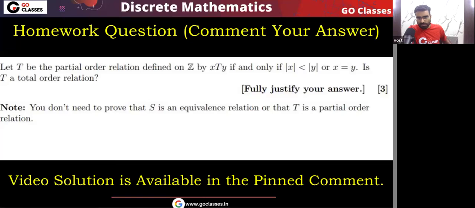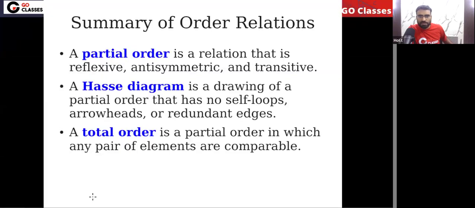Very simple. So that's your chapter. We have seen what a partial order relation is. A partial order relation is a relation which is reflexive, antisymmetric, and transitive. We have seen what a hash diagram is. A hash diagram is created for a partial order relation. It is a drawing of the partial order relation in which we don't put the self loops, we don't put the transitive edges, and we don't put the directions. All the edges are in the upward direction.